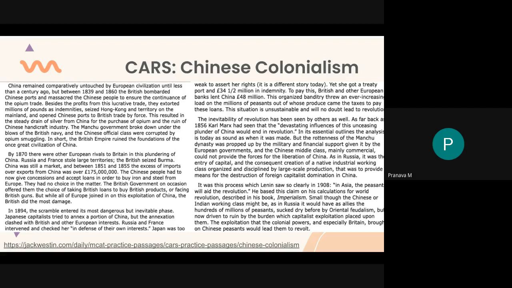So going on to the next paragraph: in 1894, the scramble entered its most dangerous but inevitable phase. Japanese capitalists tried to annex a portion of China, but the annexation clashed with British and other European interests. Russia and France intervened and checked her in defense of their own interests. Japan was too weak to assert her rights. It's a different story today. Yet she got a treaty port and 34.5 million in indemnity. To pay this, British and other European banks lent China 48 million.